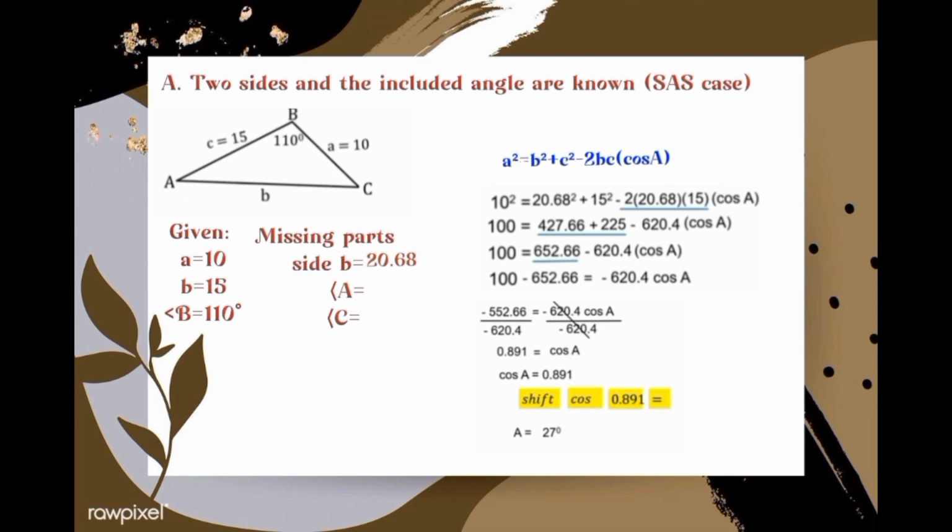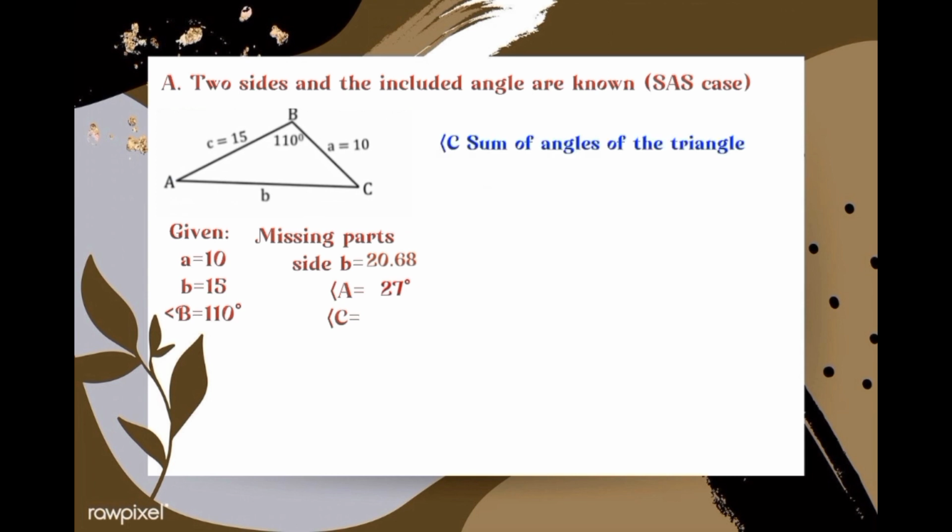So, to cancel out the 620.4, we need to divide both sides by negative 620.4. So, we now have 0.891 is equal to cos A. So, what we will do is just swap the two sides. So, cos A is equal to 0.891. So, to get the angle in degrees, we just use the calculator. So, we need to press shift, then cos, then 0.891. So, the value of angle A that comes out is equal to 27 degrees.